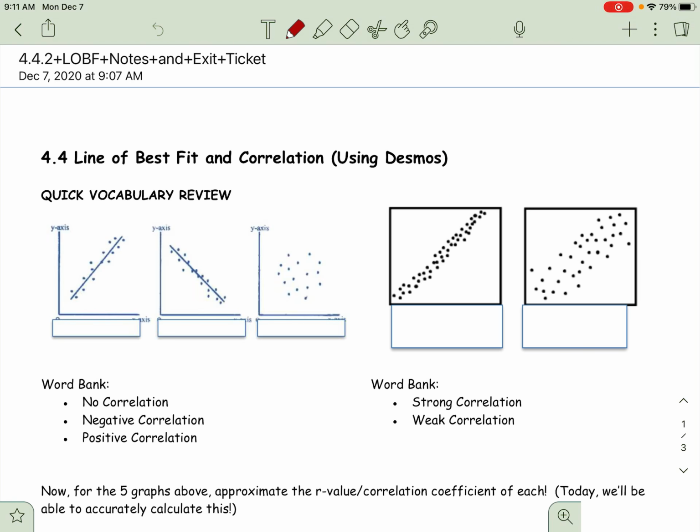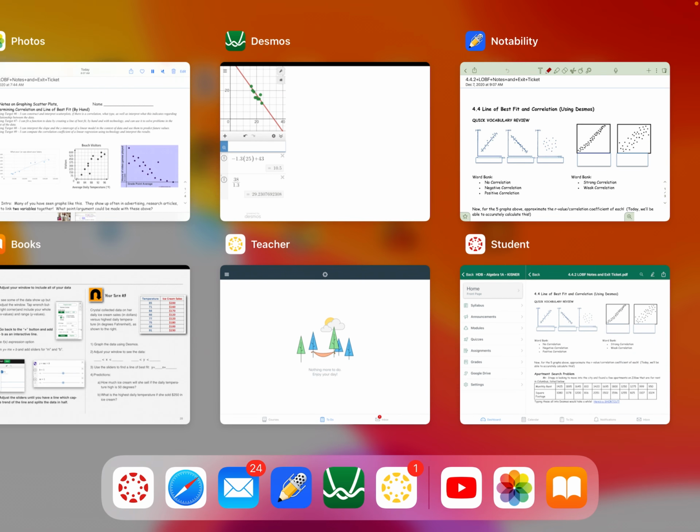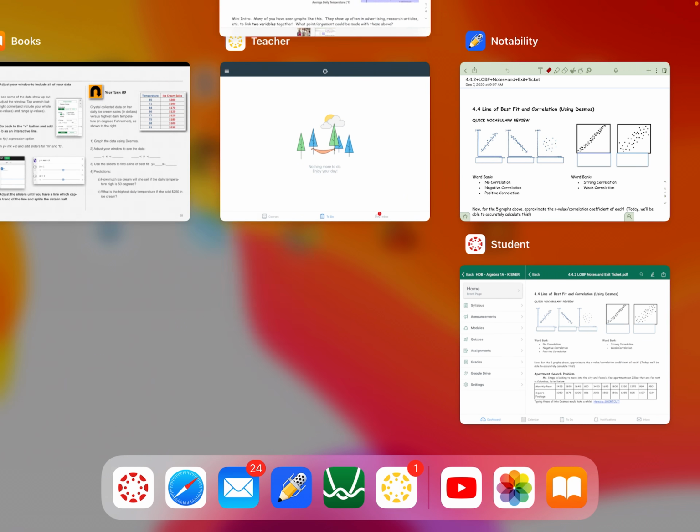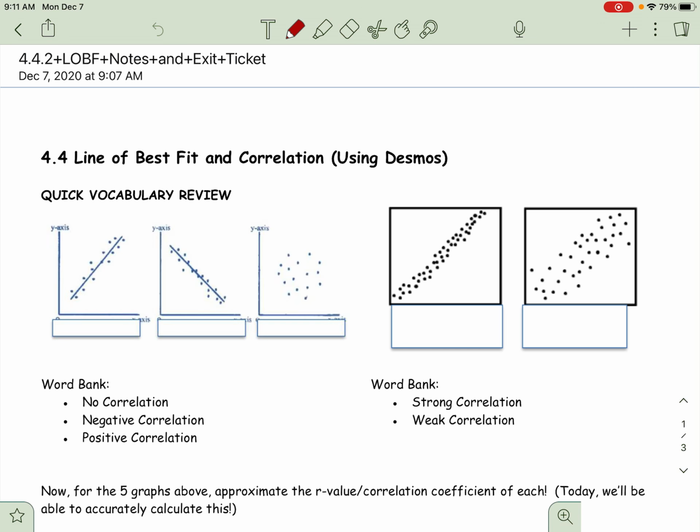All right. So today we're going to look at line of best fit and correlation. I know Friday's notes are pretty long, so I'm going to try and keep this one a little bit shorter. It's just a review of that content from Friday. We're going to use Desmos again and get into some of those things that we talked about on that day. So let's go ahead and get started.